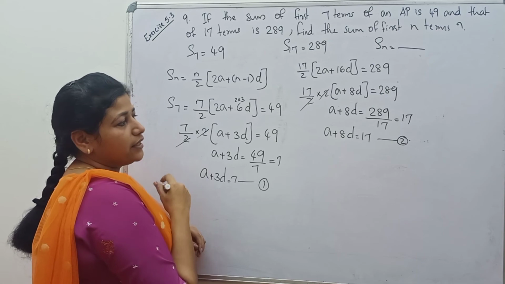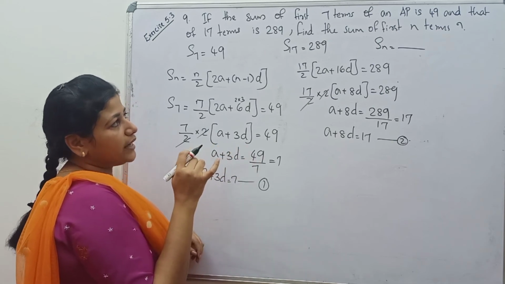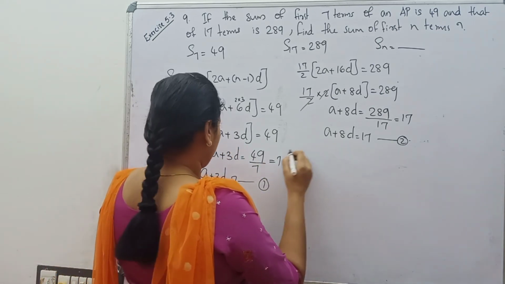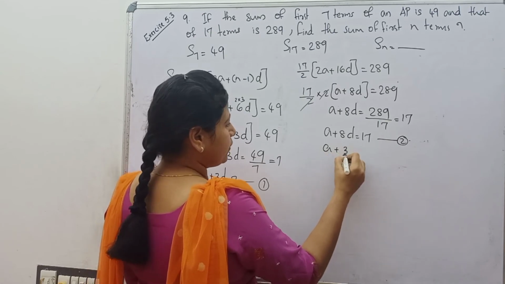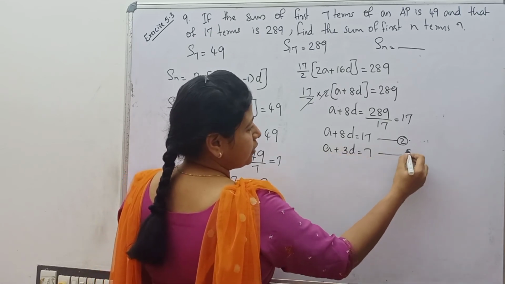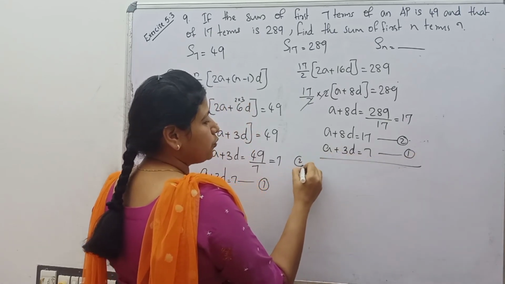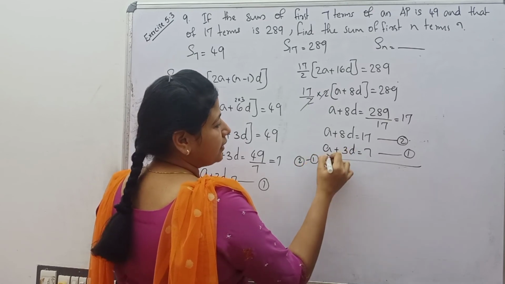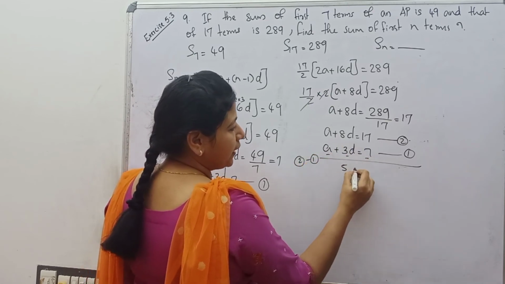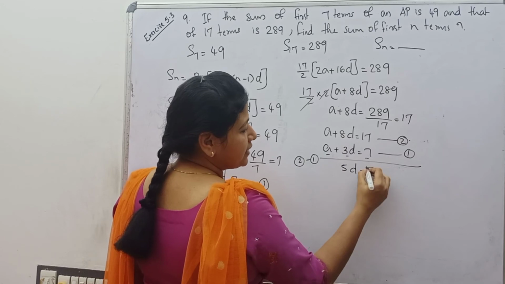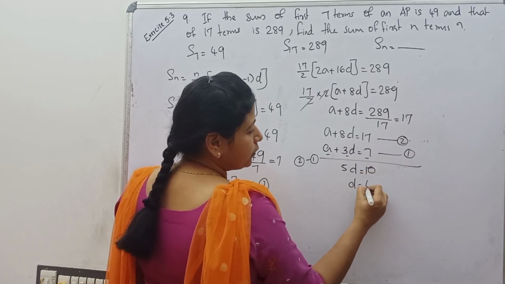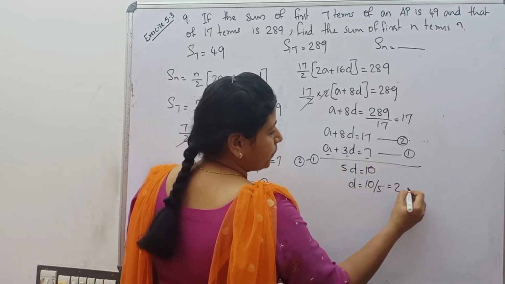We can solve these two equations to get a and d. So I am going to write a plus 3d equal to 7 here. This is the first equation. You can subtract 2 minus 1. You will get, here this will be 8 minus 3, 5d. 17 minus 7 is 10. So d equal to 10 by 5, which is 2.